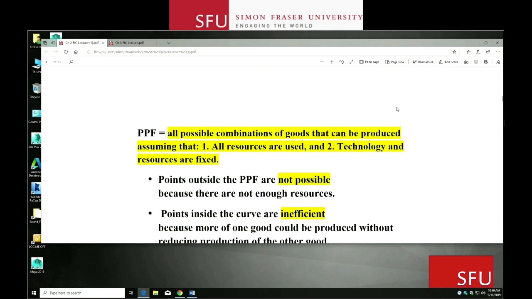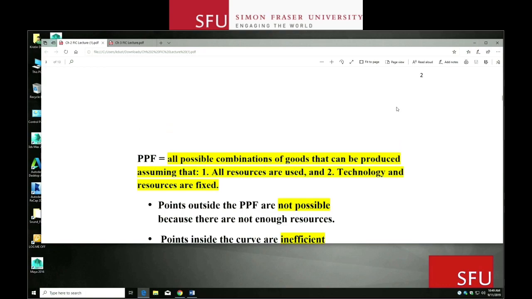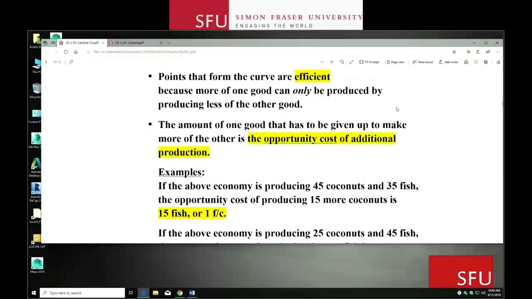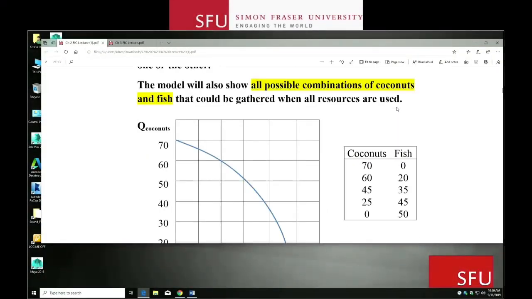Now, that last assumption there, technology and resources are fixed. That is because what will happen if, for example, the economy gets more resources, like more labor? What would happen to all the numbers? They'll all increase, right? Or if they got better technology that allowed them to produce quicker, then all the numbers would increase. Yeah, so if all the numbers increase, what's going to happen to that line? It's going to shift out, that's right.